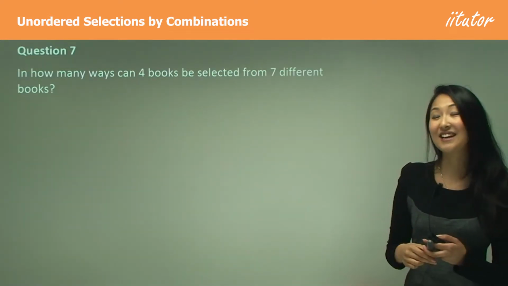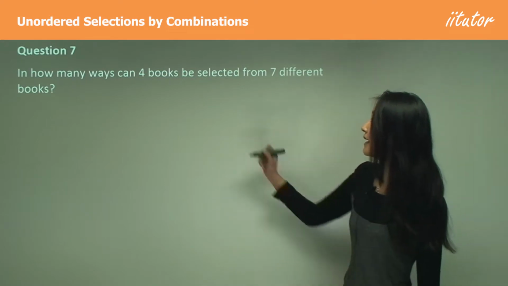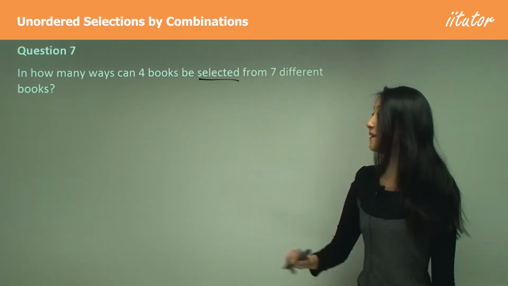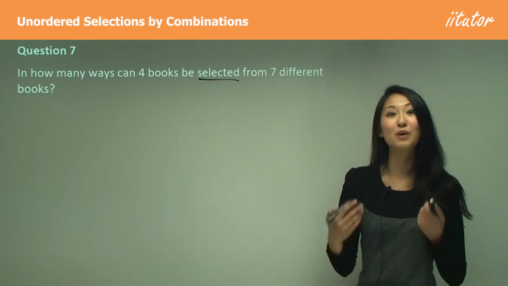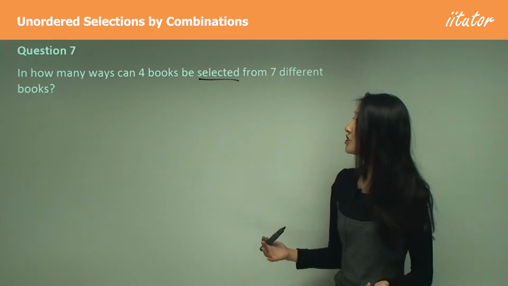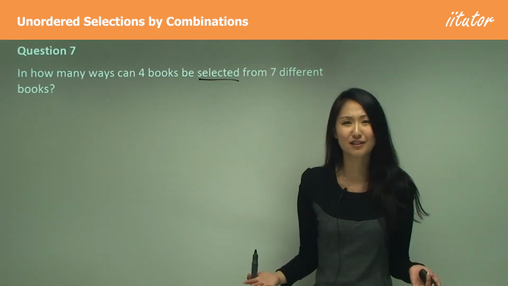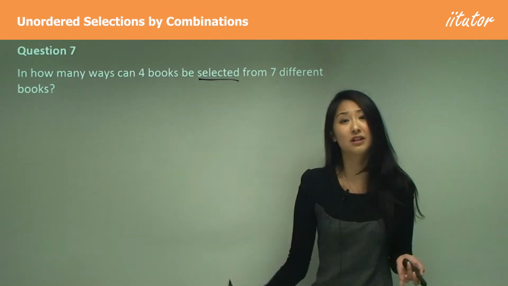So in question 7 here, we have, in how many ways can 4 books be selected from 7 different books? Now that's important, it uses the word selected, so that should note to you immediately we're working with combinations, but always check. If I'm just selecting 4 books, does order matter? No, it doesn't really, does it? I'm just getting those 4 books. Doesn't matter which comes first or which comes fourth.